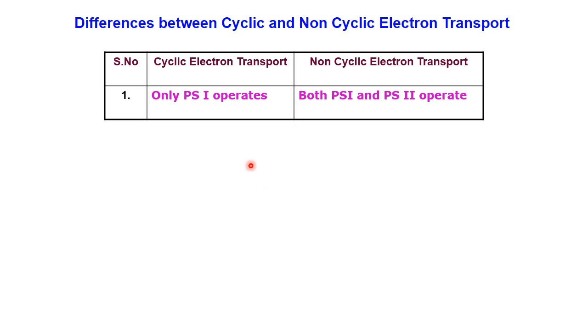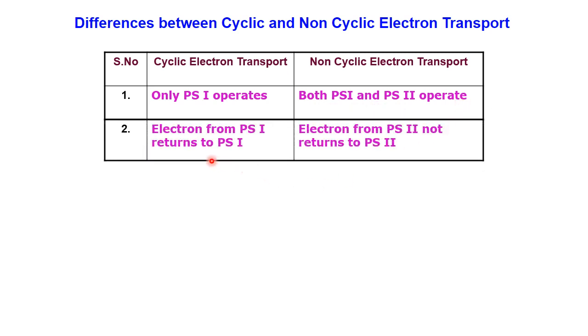The differences between cyclic and non-cyclic electron transport are: first, in cyclic only PS1 operates, while in non-cyclic both PS1 and PS2 operate. In cyclic electron transport, electrons from PS1 return to PS1, which means it cycles back. In non-cyclic electron transport, electrons from PS2 do not return to PS2, which means it is non-cyclic.